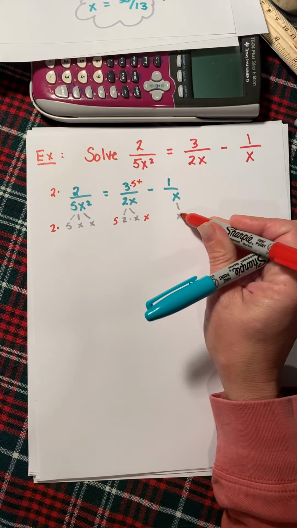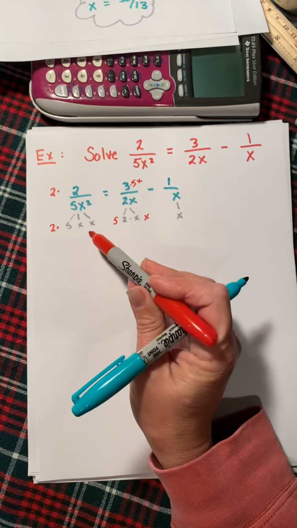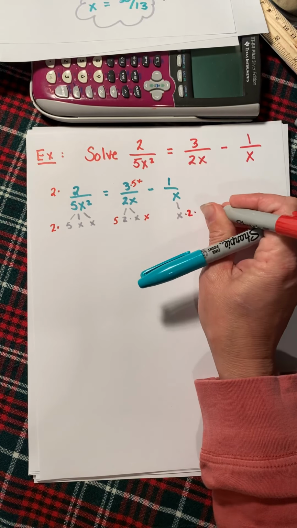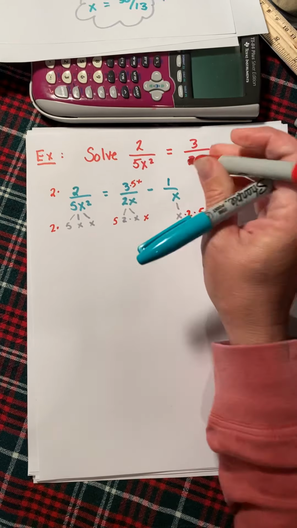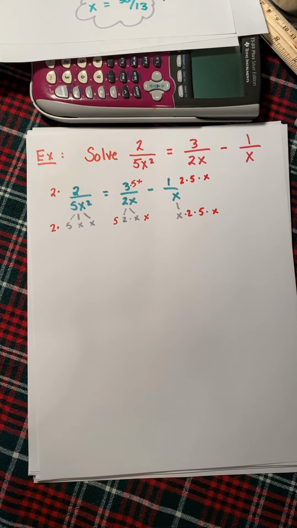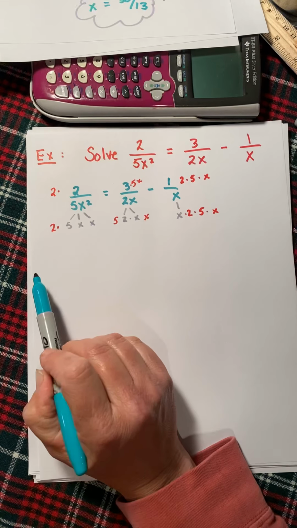Now this guy only has 1 factor in the denominator. Now both of these have a 2, a 5, and an x and an x. This only has an x, so it needs the 2, it needs the 5, and it needs the x. So this numerator needs the 2, the 5, and the x. So my common denominator is going to be 2 times 5 times x times x.